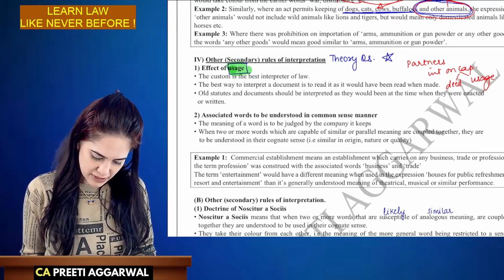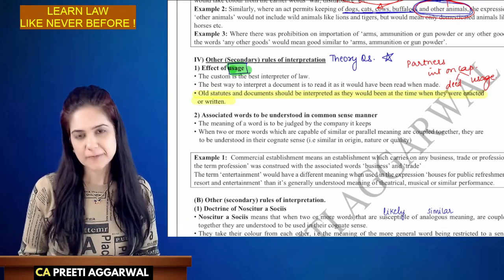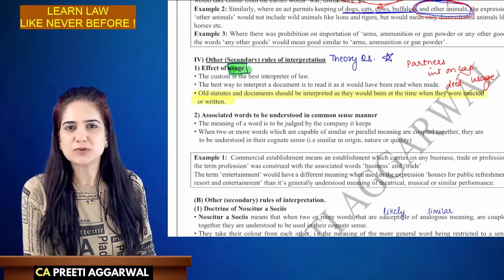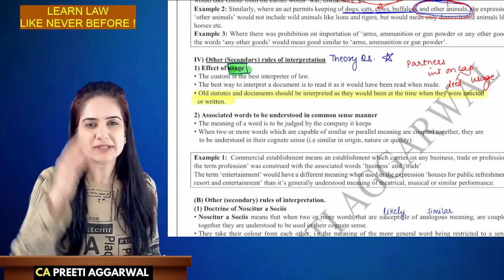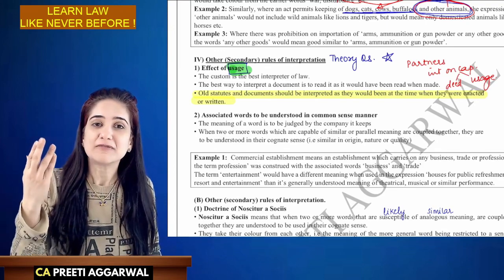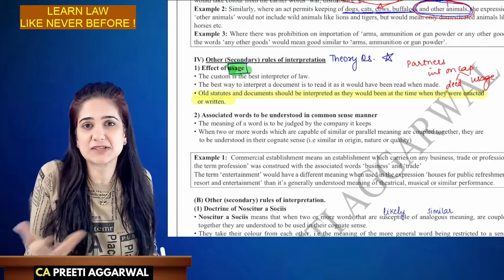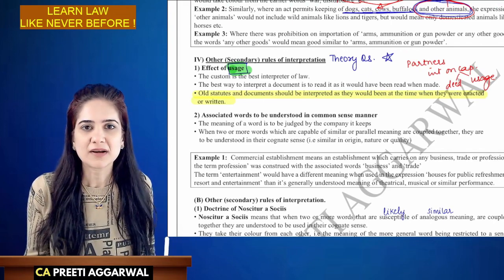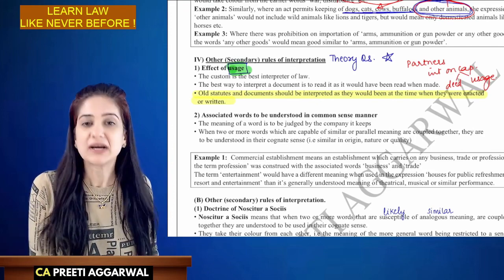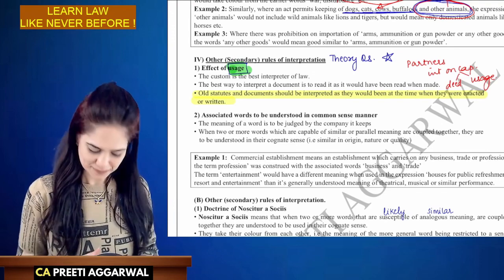Old statutes and documents should be interpreted at the time they were enacted. So you may be wondering that, ma'am, in the Contract Act, they are still using the word telegram. Who sends telegram? The post office has also stopped that. But there was a time when the fastest means of communication was telegram. Today, the fastest means is like your mobile. But that time, the fastest means was telegram. So when you read the Contract Act, try to understand why that service was introduced.